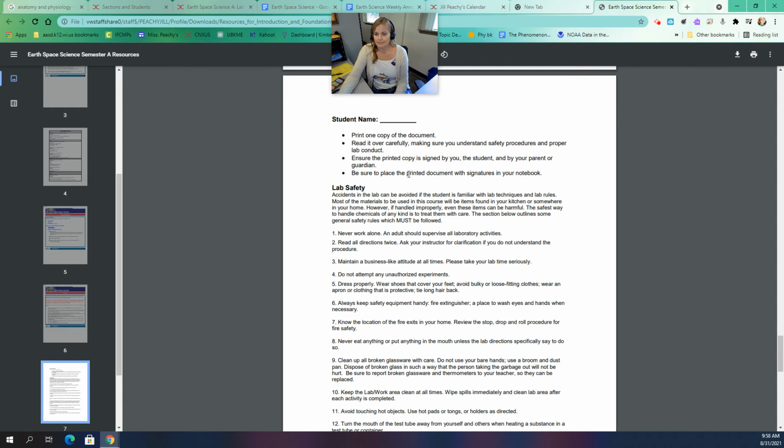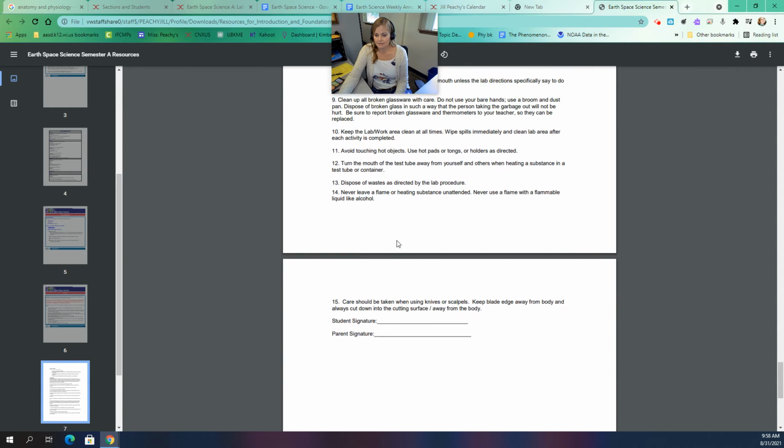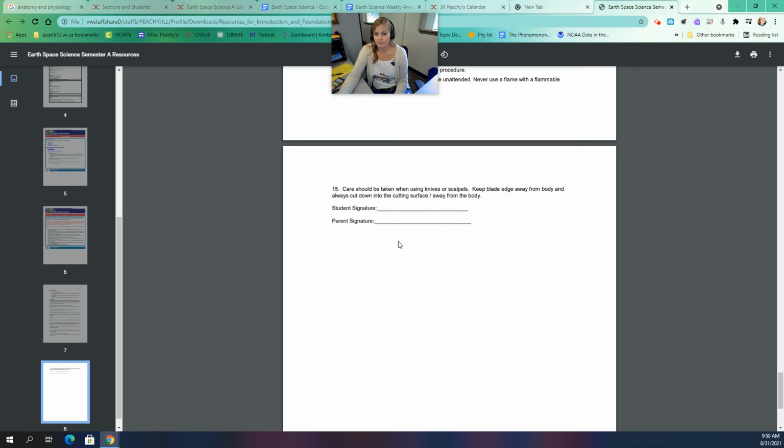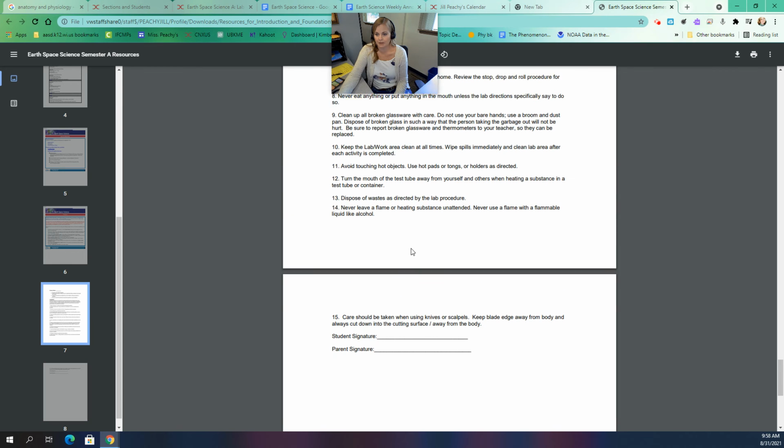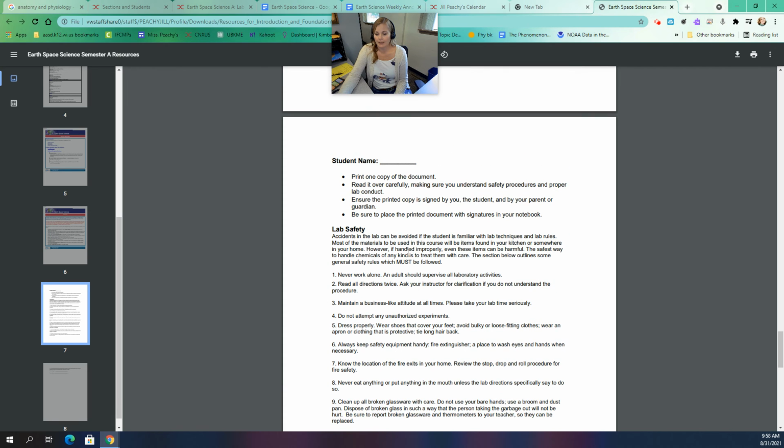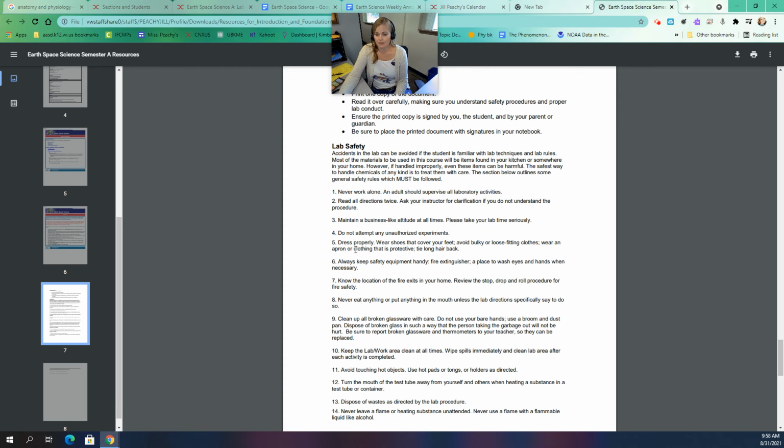you should see the lab safety contract. You should read through this, keep a copy of it either digitally or a paper copy of it on your person. Make sure your parents read through it as well. And also make sure you really understand these lab safety expectations.